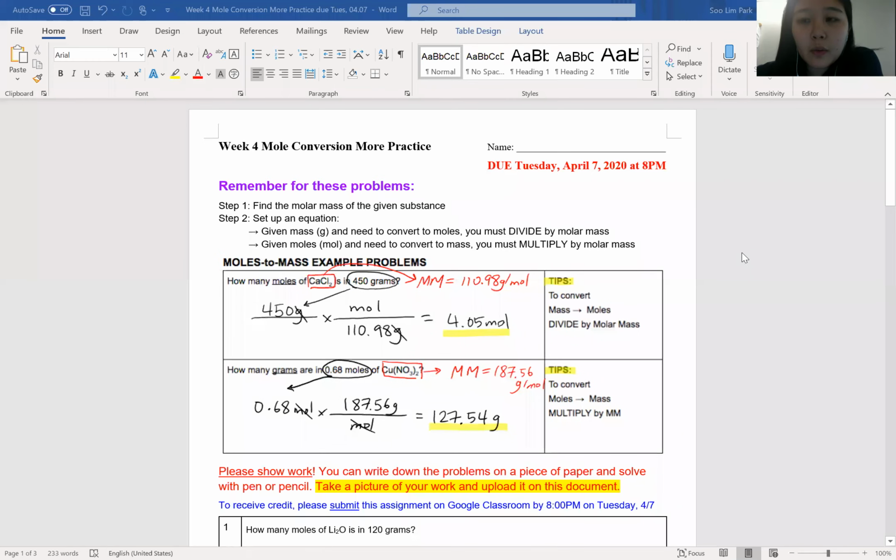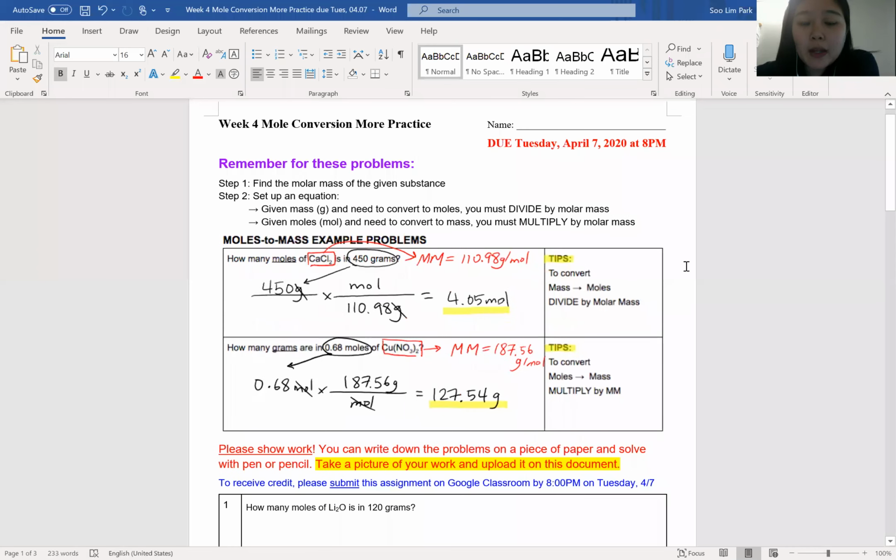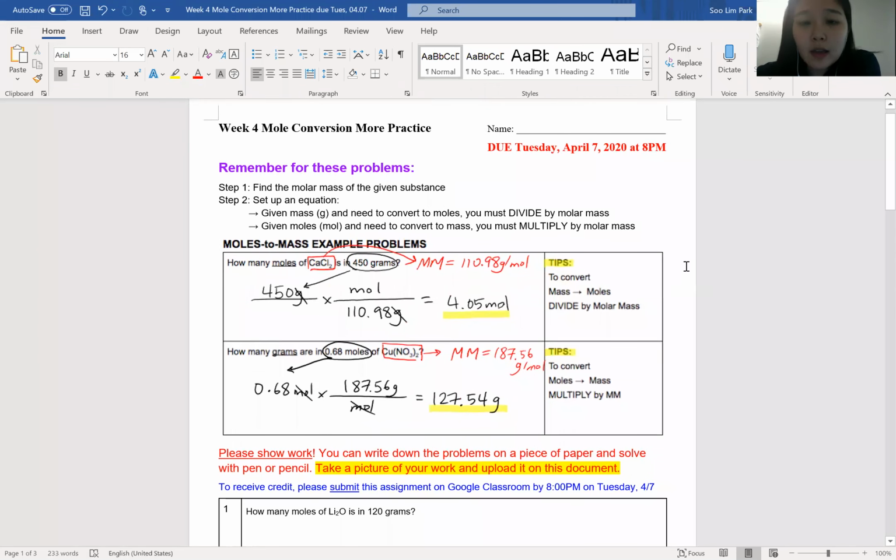All right, so for week 4, we're continuing to practice mole conversion. This assignment is due Tuesday, April 7th at 8 p.m. That's today, all right? So I'm going to do 4 questions together, and then you'll only have 4 more to do on your own. So you should have a periodic table and a calculator to do these problems.